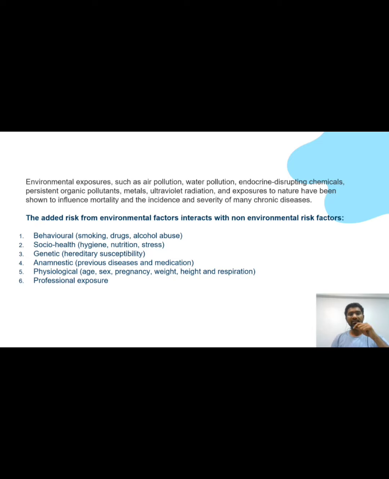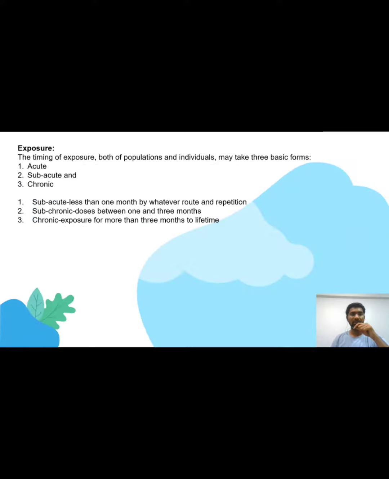The added risks from the environmental factors interact with the non-environmental risk factors, that is behavior, such as smoking, drugs, or alcohol abuse. Social health is hygiene, nutrients, and stress. The genetic is heredity and susceptibility, and the physiological is age, sex, pregnancy, weight, height, and respiration, and professional exposure.